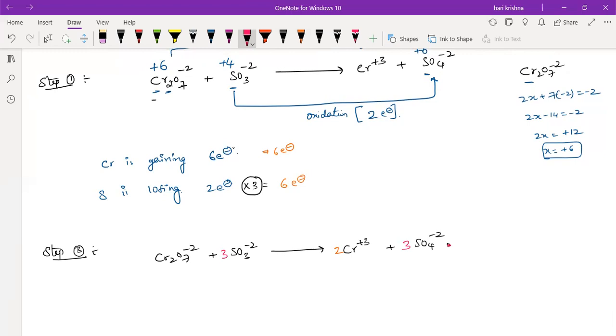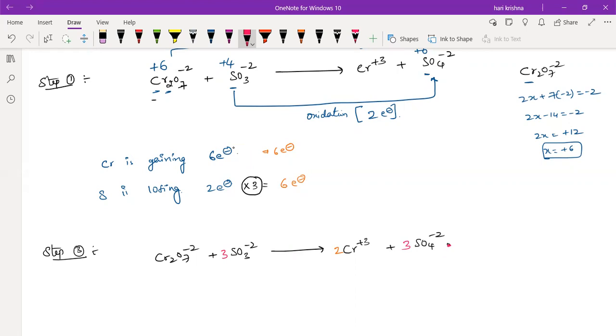Did you understand step number 3? Yes, sir. Equating the number of electrons lost to the number of electrons gained. We have to multiply the sulfur by 3. Then only it will be equated: 6 electrons and 6 electrons. So that is step number 3.